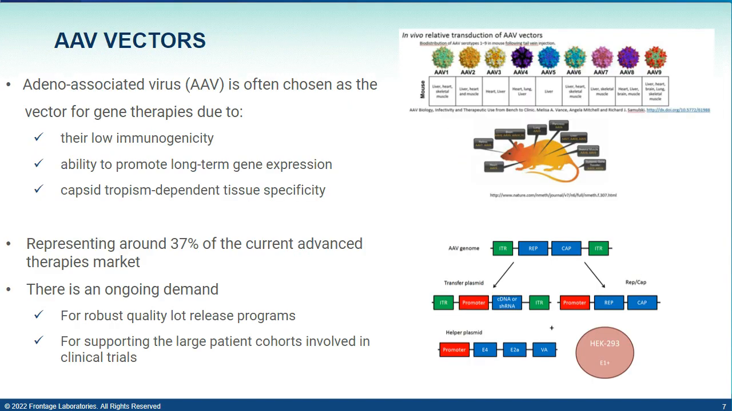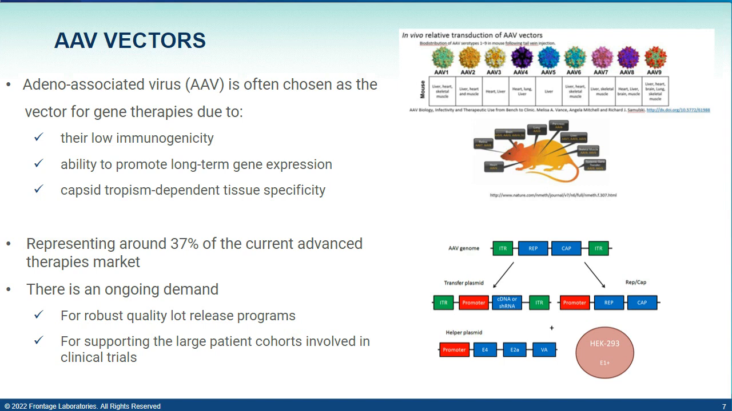AAV vector represents adeno-associated virus. It's often chosen as the vector for gene therapy due to its low immunogenicity, the ability to promote long-term gene expression, and the capsid-dependent tissue specificity. As we can see here, different serotypes of the AAV can be used in different tissues and different organs.